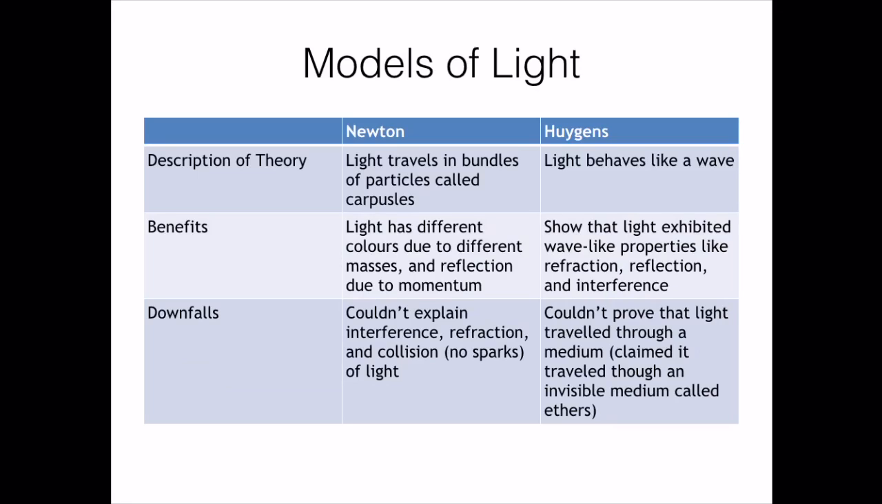On the other hand, Huygens theorized that light behaves like a wave. The benefit of his theory was that he could show that light exhibited wave-like properties, such as refraction, reflection, and interference. But he couldn't prove what medium light traveled through. He said that it was an invisible medium called ether, but that was a downfall to his theory.